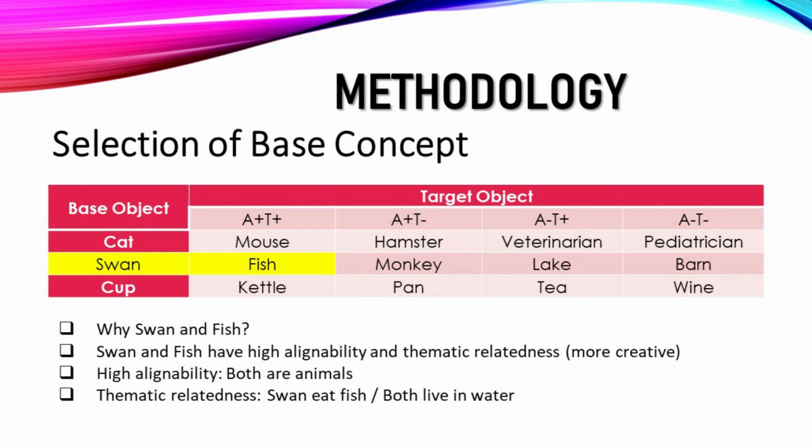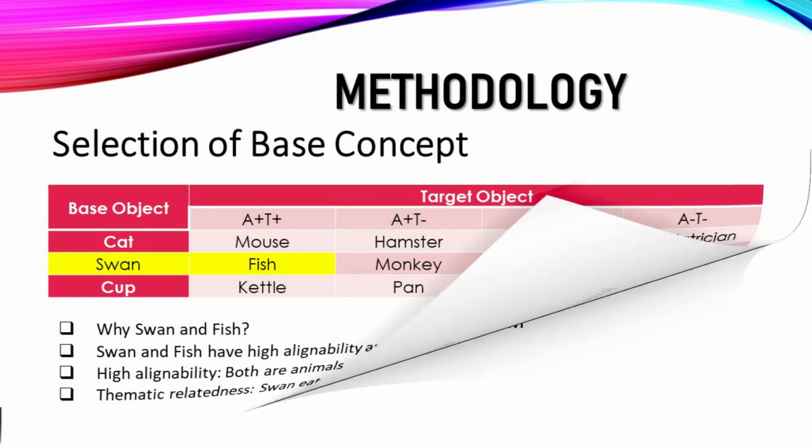Why swan and fish? Swan and fish have high alignability and thematic relatedness, and tend to be more creative. For example, for high alignability, both are animals, and for thematic relatedness, the swan eats fish or both live in water.